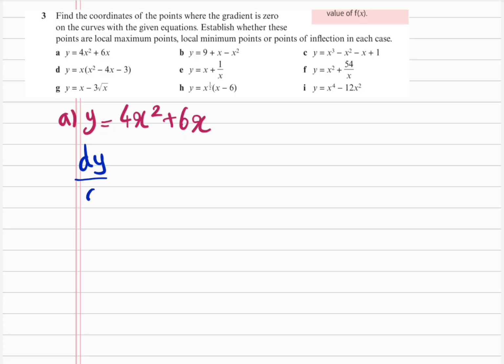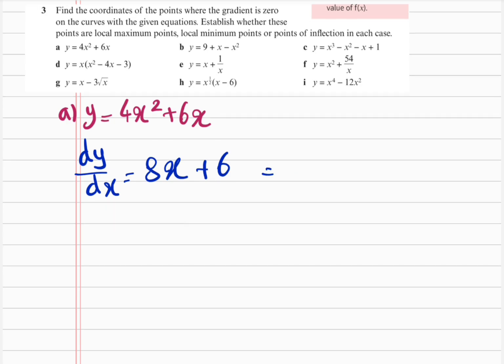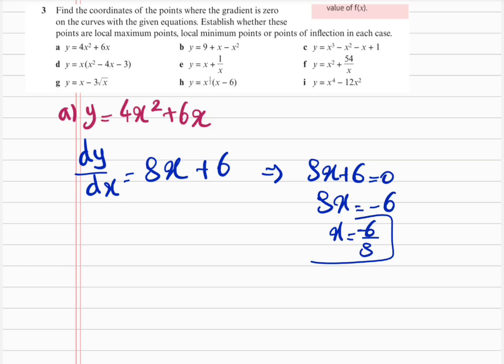So dy by dx is equal to 8x plus 6, and setting this equal to 0, 8x is minus 6, which means x is minus 6 over 8. So this is the x coordinate. This curve has only one stationary point, and its x coordinate is minus 6 over 8.